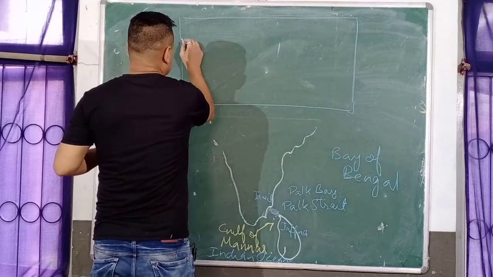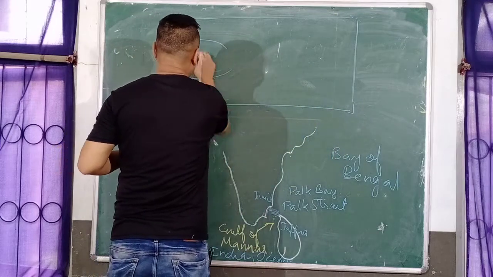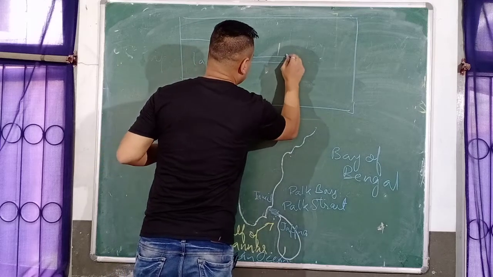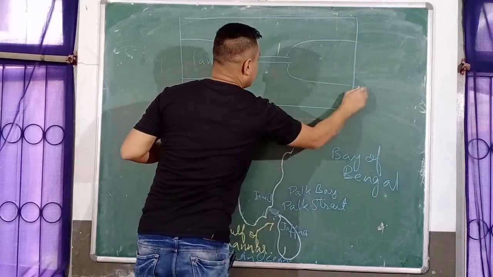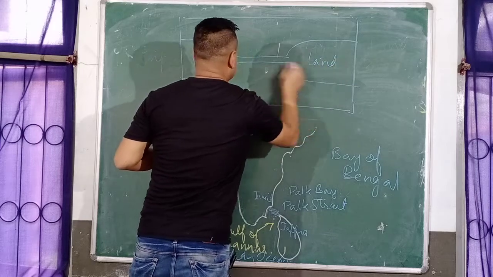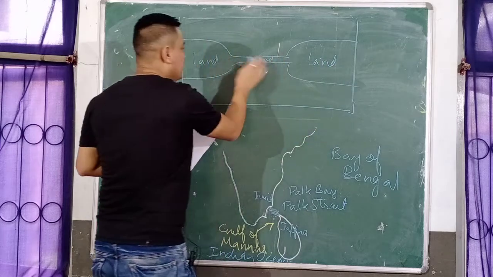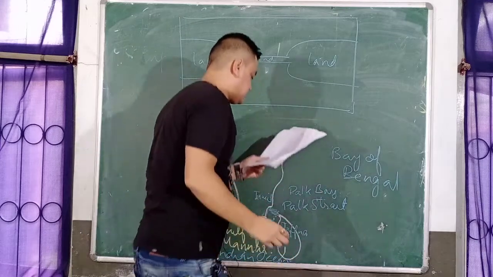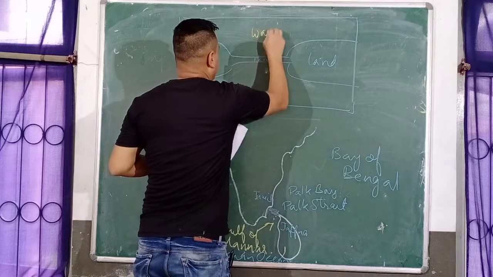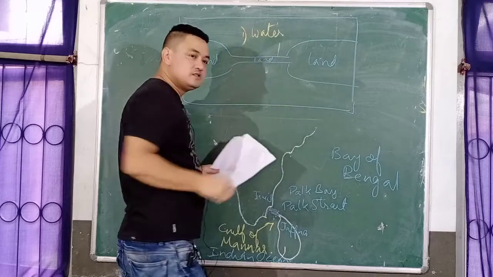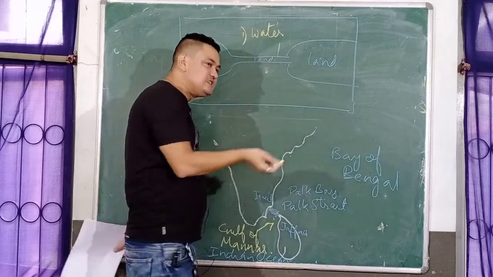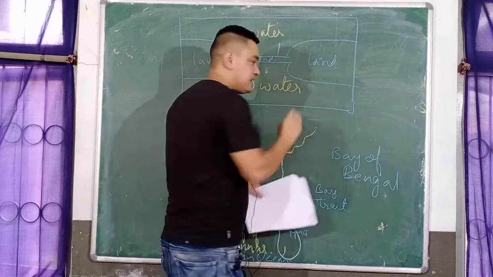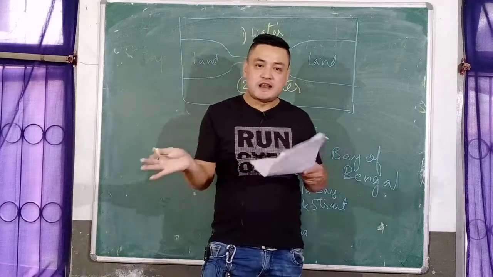Now there are two lands. This is a land, and there is another land also, which is joined together by a narrow stretch of land. This is also a land. Now you can differentiate between a strait and an isthmus. Now there are water bodies here. One water body might be oceans, seas, etc. The second one is also a water body. Now what is an isthmus? Now you can see the difference between a strait and an isthmus.